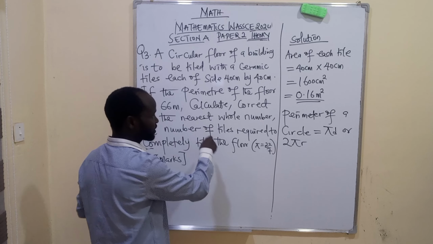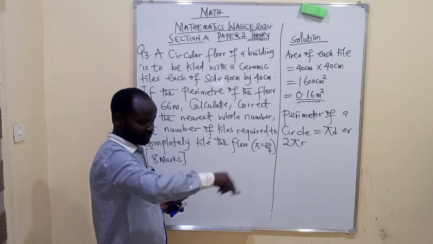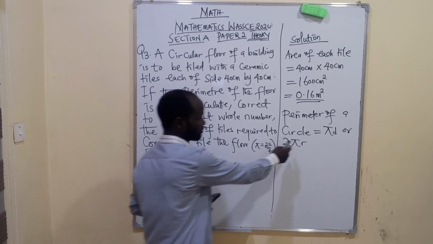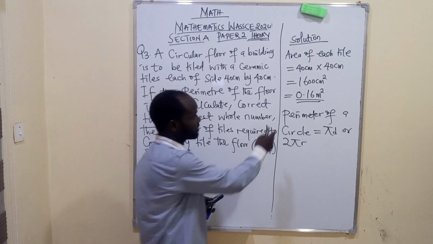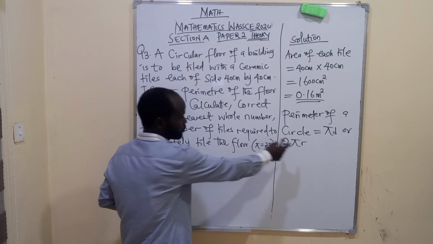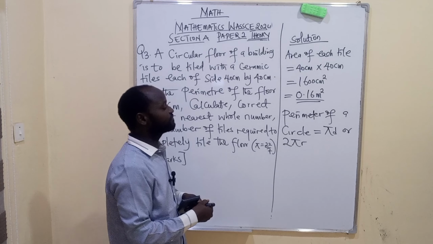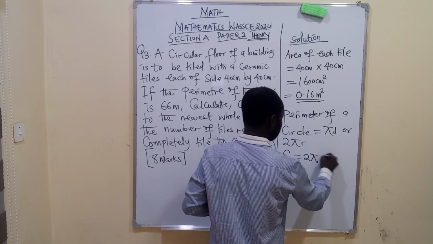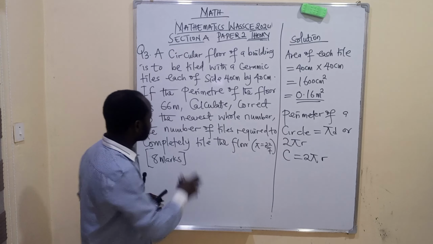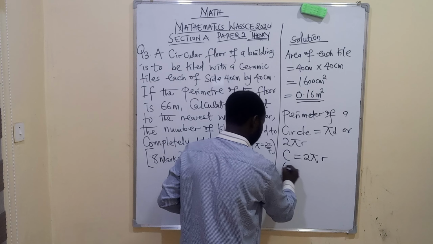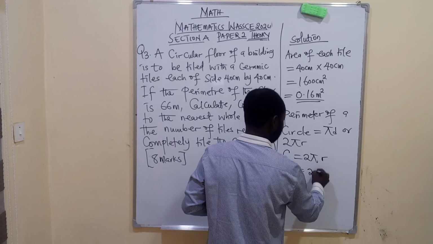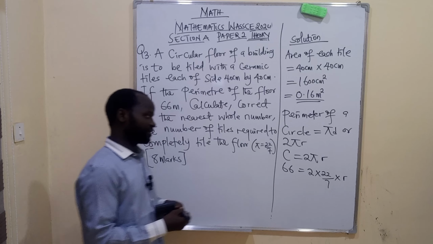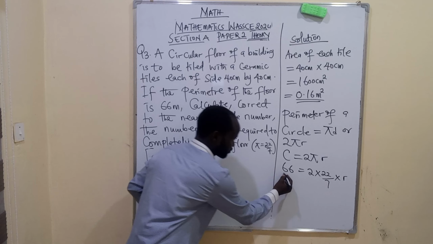But for us to find the area of the floor, which is the amount of space that the tiles will occupy, we have to first find the radius, given that the perimeter is 66. So we use 2 pi r to find the radius. Since C is equal to 2 pi r, given that C is 66, we have 66 equals 2 times 22 divided by 7 times r. So we can find the radius now. We can cross multiply here.